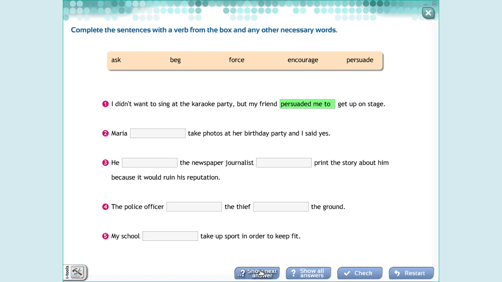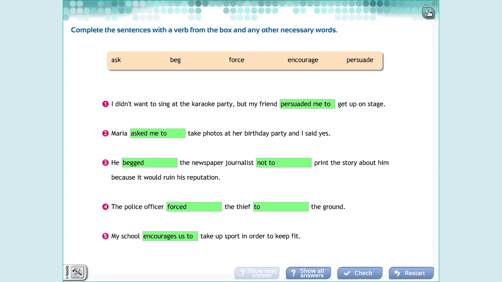Maria asked me to take photos at her birthday party, and I said yes. Maria asked me to take photos. He said, please, please. He begged the newspaper journalist not to print the story about him. The police officer forced the thief to the ground. And the last one, my school encouraged us to take up sport in order to keep fit. Great.